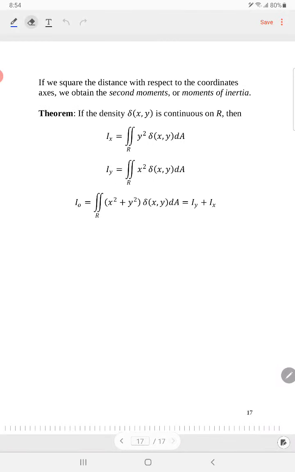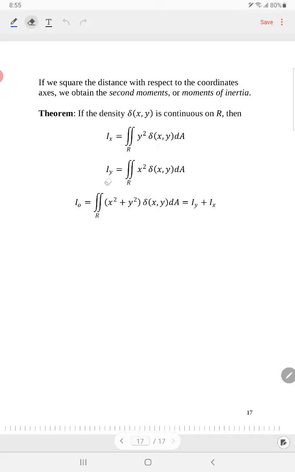And the last formula for you to know is moments of inertia, which is also called second moments, but usually we call it moments of inertia. Okay, another theorem. If the density delta of x, y is continuous on region R, where region R is really where your lamina lies, then we have three more terms that you need to know. One is called the moment of inertia with respect to the x-axis. So here we have Ix. The integrand now is y squared times density, integrated over region R.